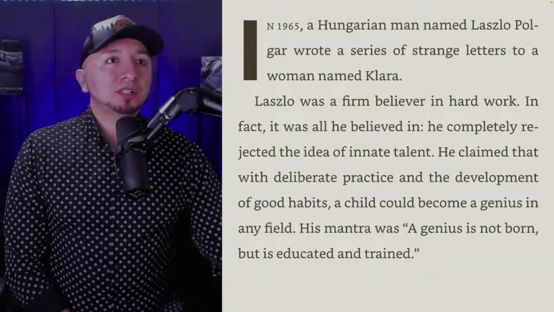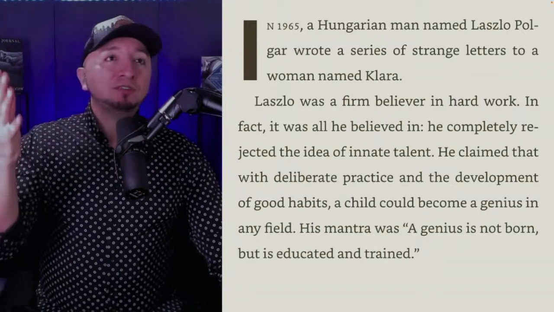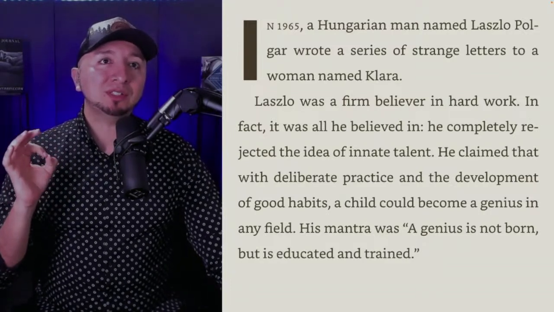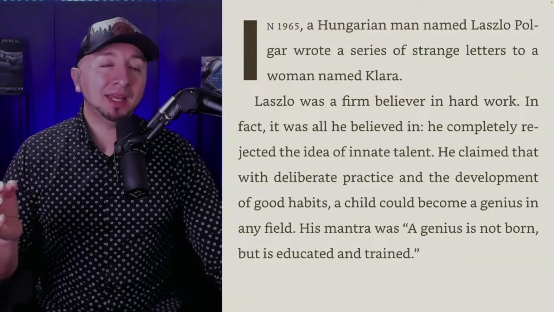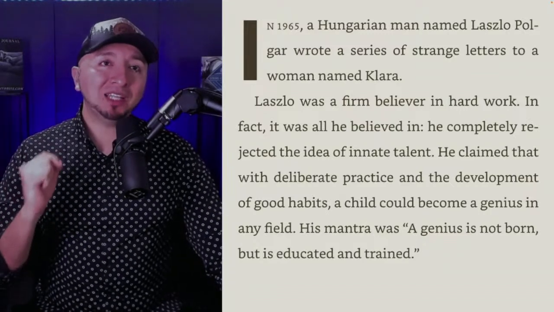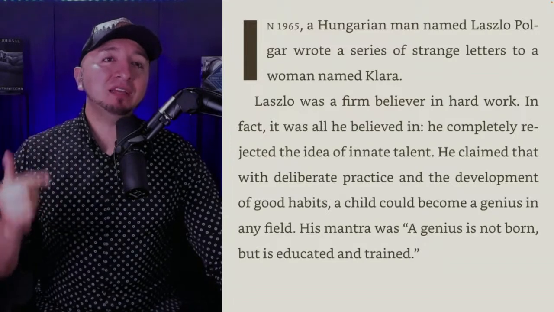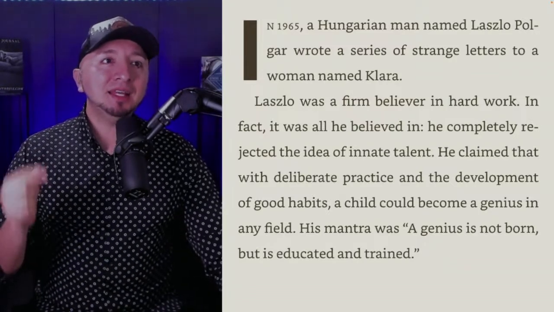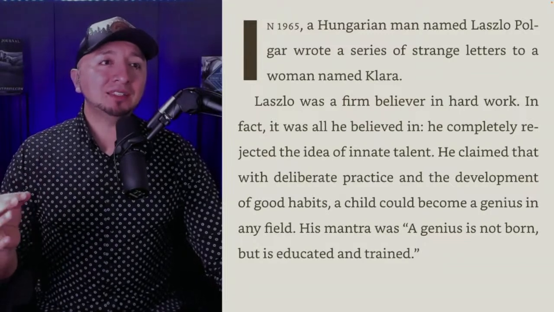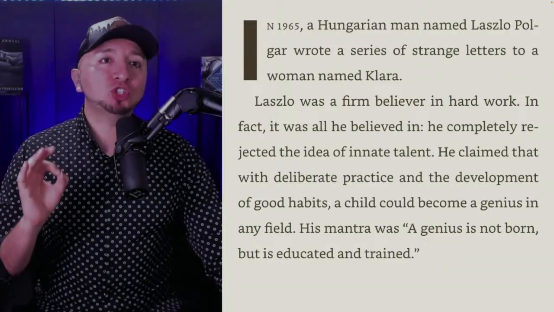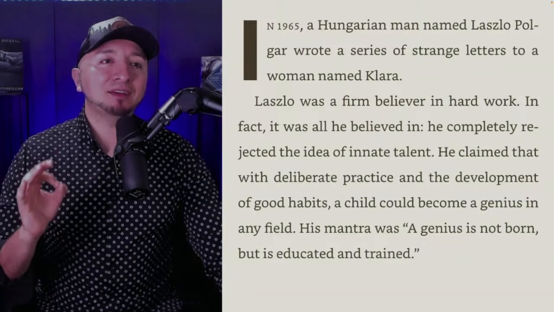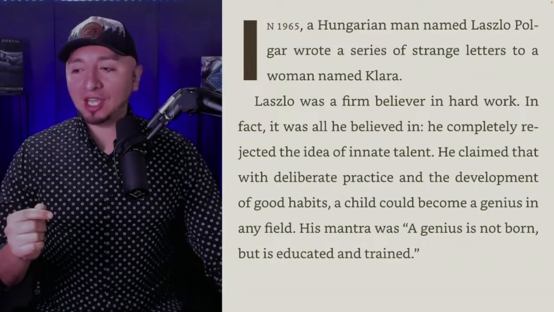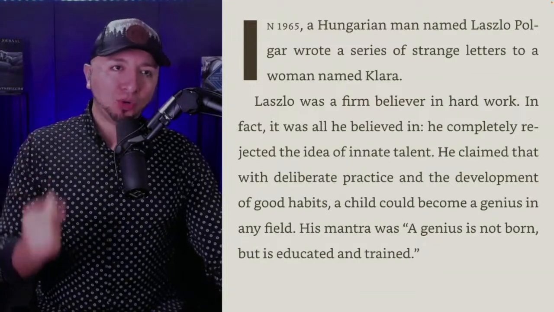If I was reading chapter 9, we said: In 1965, a Hungarian man named Laszlo Polgar wrote a series of strange letters to a woman named Clara. Laszlo was a firm believer in hard work. In fact, it was all he believed in. He completely rejected the idea of innate talent. He claimed that with deliberate practice and the development of good habits, a child could become a genius in any field. His mantra was, a genius is not born, but is educated and trained.